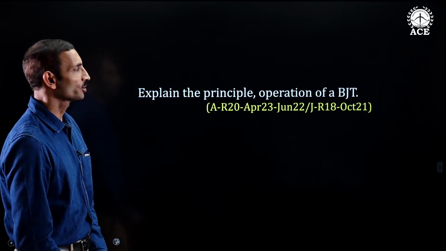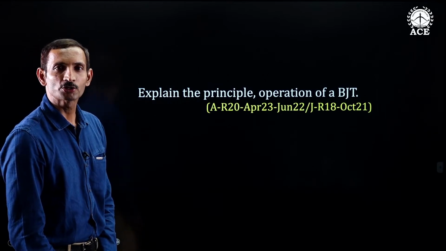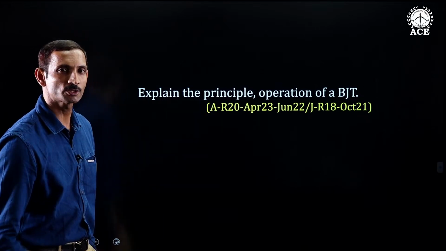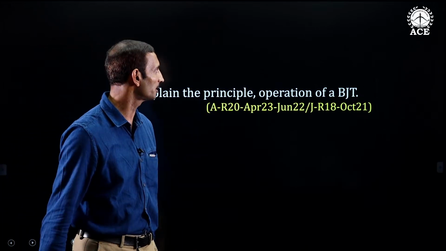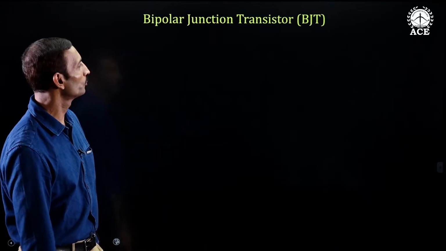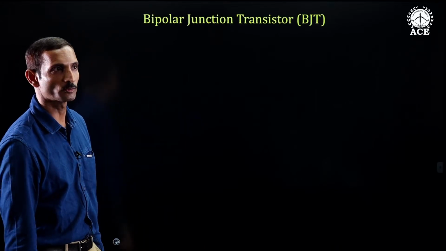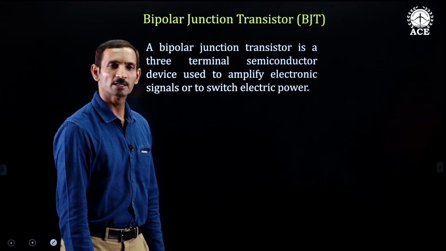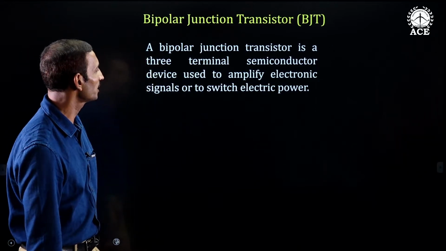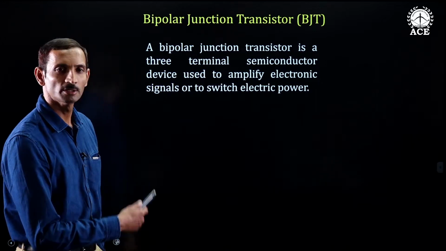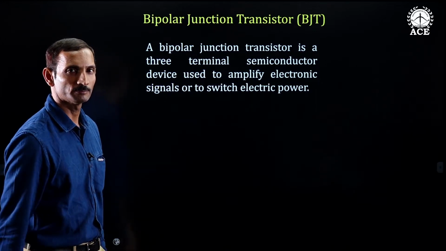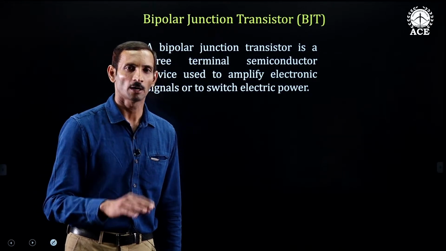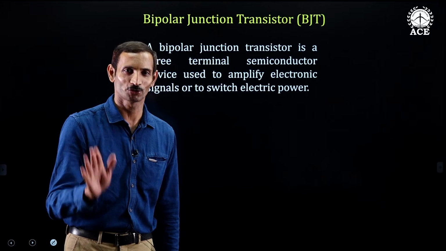Explain the principle and operation of a BJT, bipolar junction transistor. So this was also quite frequently asked in the recent past, very important as far as examination is concerned. So I would move to discuss the bipolar junction transistor. What do we mean by bipolar junction transistor? A bipolar junction transistor is a 3-terminal semiconductor device used to amplify electronic signals or to switch electric power. So 2 ways it can be used: 1, to amplify, or 2, to be used as a switch.